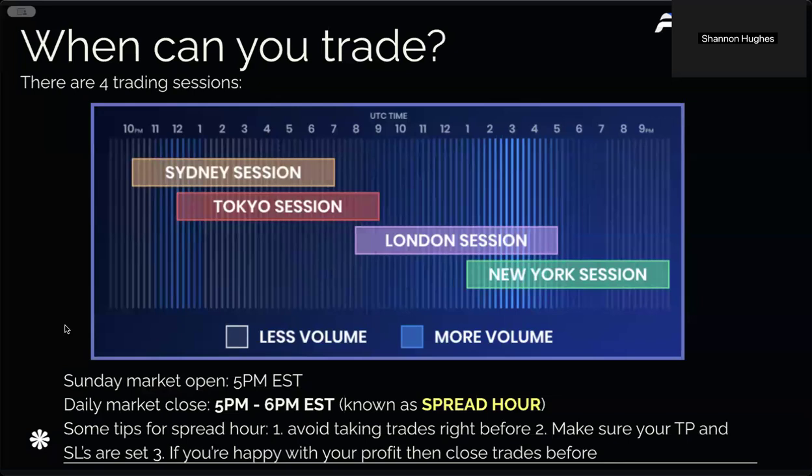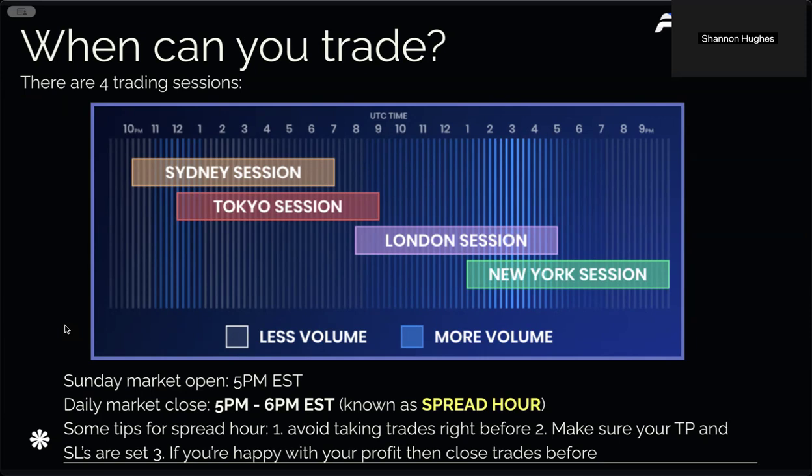Now, there are some tips for that hour because it's been nicknamed spread hour. During this hour, your spread, especially on certain Forex pairs, will open up really wide. What can sometimes happen is if you're still in a trade, it could prematurely take you out because maybe your stop loss was too tight, whatever the case may be. So just some tips, especially if you're a beginner and not fully aware of the impact spread hour can have. Number one, I would never personally take a trade right before the market closes.